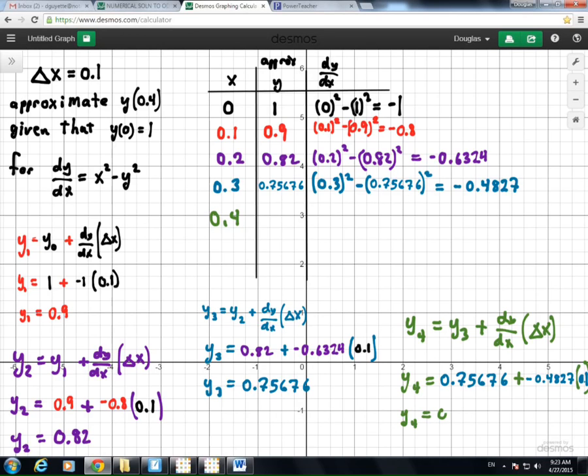I will. Anyway, as you can see, keep repeating and repeating until you get to your target, and we are trying to approximate y of 0.4. And when x equals 0.4, we can approximate y as 0.708. I went to 3 sig figs after I rounded, so now I know that this is the approximate value of y of 0.4 for this unsolvable differential equation.